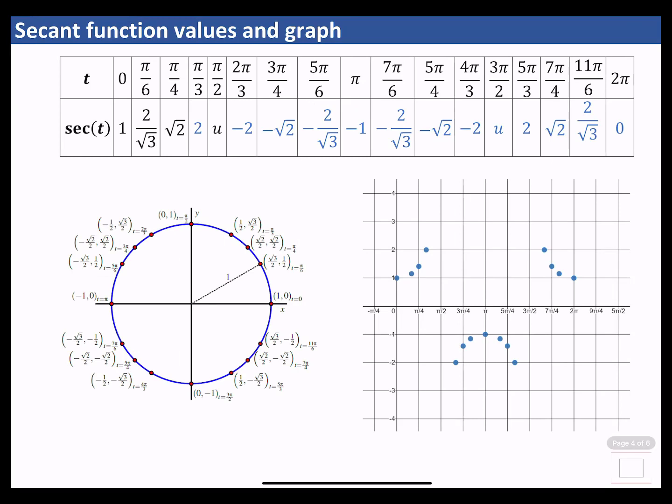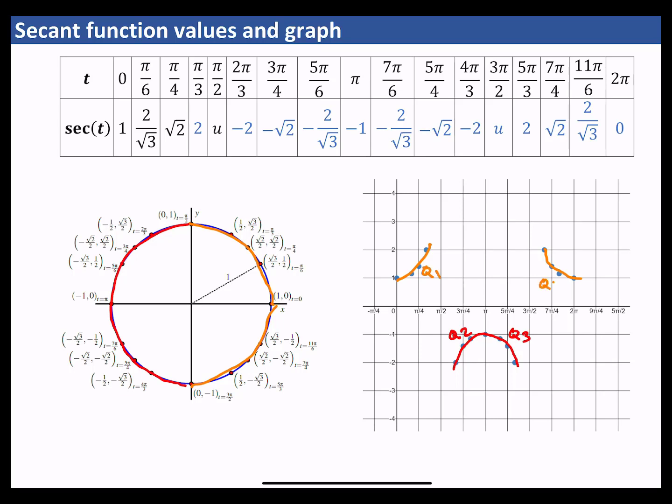Alright, so hopefully you took the time to try to finish the table and graph the points. Take a moment to check your work here. There are a number of important observations we can make that will help us understand the secant function and its graph. So first, we notice that in quadrant 1 and in quadrant 4, the secant function is positive. And this is true because the cosine function is positive in these quadrants. In quadrants 2 and 3, the secant function is negative. This is true because the cosine function is negative in quadrants 2 and 3.